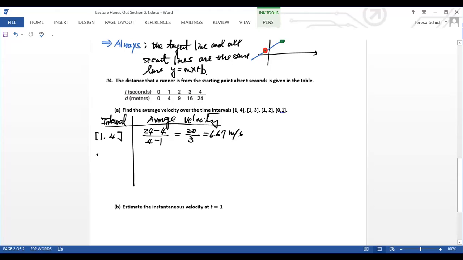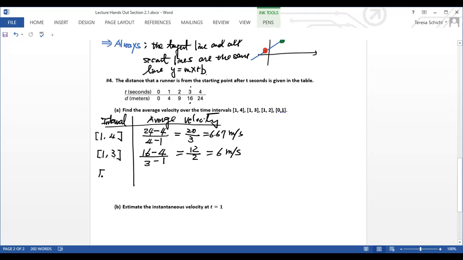Let's take a look at the second interval. The second interval is 1 to 3. When t equals 3, what is it? It's here, so it's 16. And t equal to 1 still is 4. Then the bottom is 3 minus 1. So this is 12 over 2, which gives 6 meters per second.